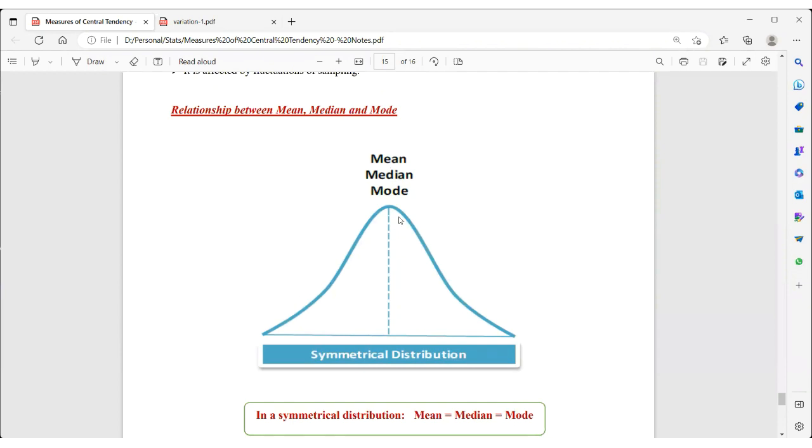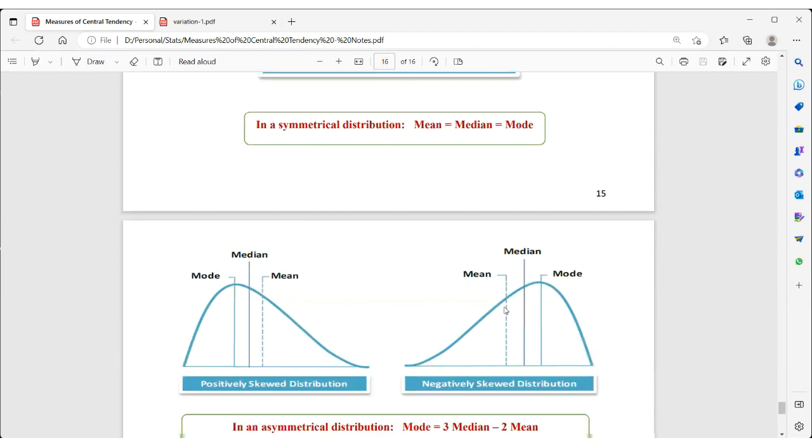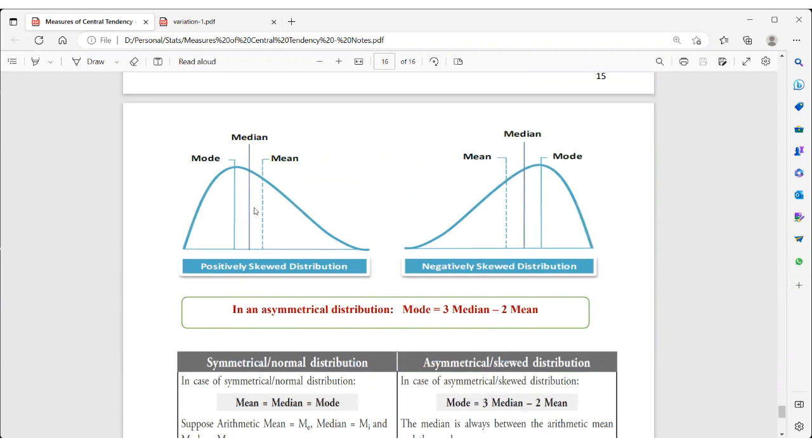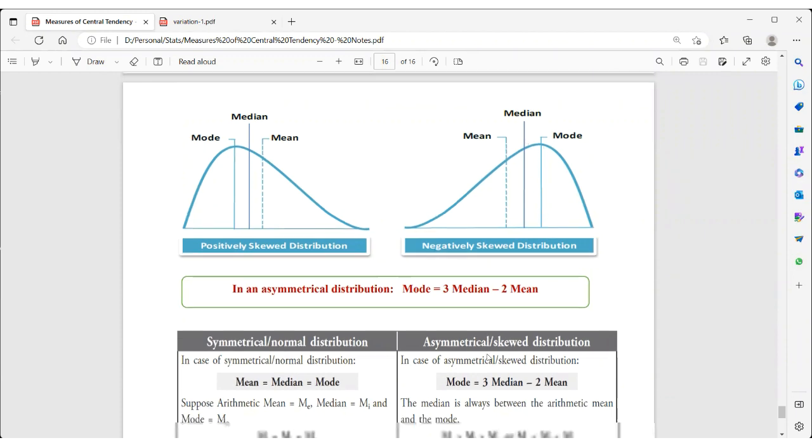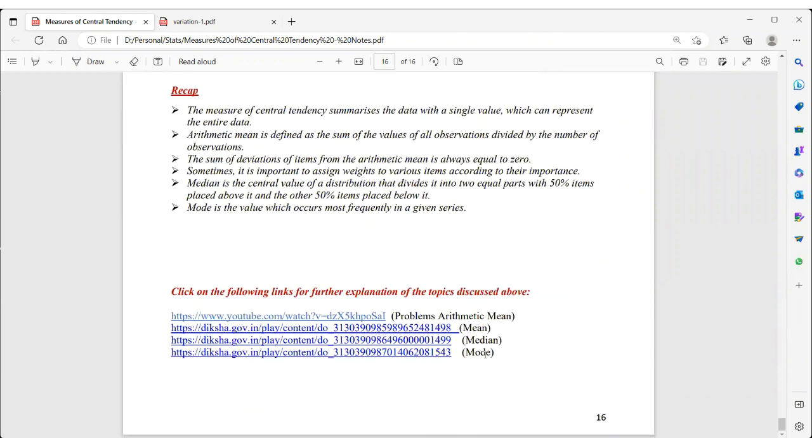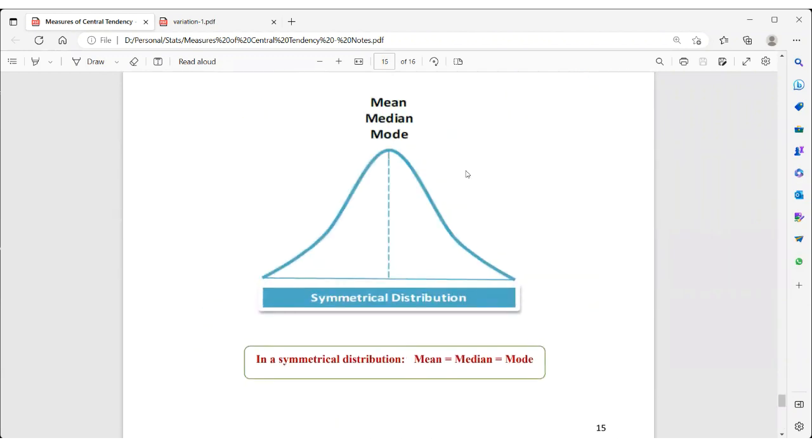Relationship between the mean, median, and mode: for a symmetrical distribution, the mean value, median value, and mode value are the same. For the positively skewed, the median always lies in the center. Mode is the maximum value, so the maximum of the curve is the mode. It comes here, and the mean over here. Similarly, for the negatively skewed, the maximum value is the mode, so that is on the right side, then the median value. Got it? Today I'll share this on YouTube. Fine.